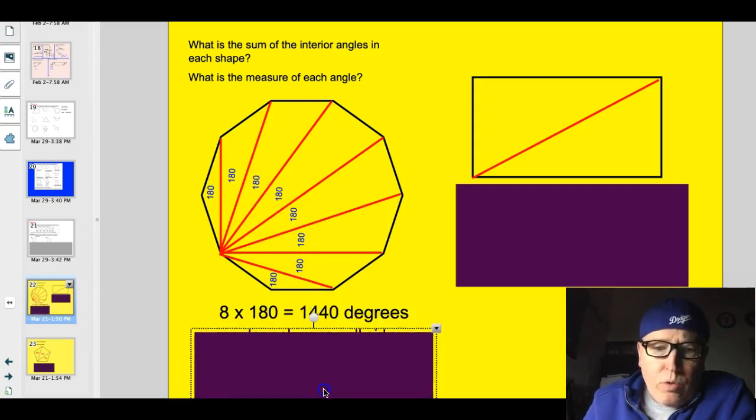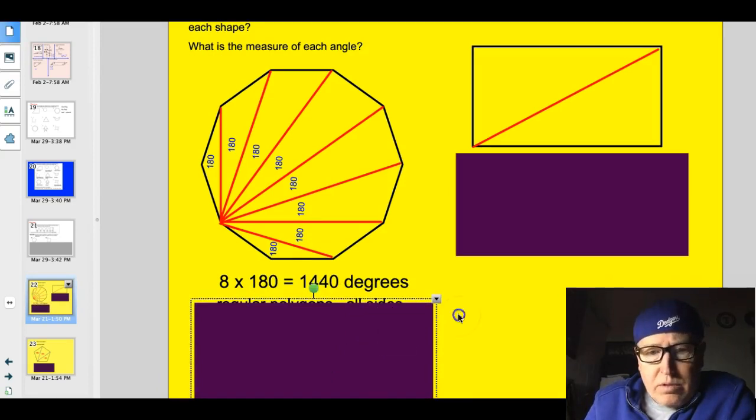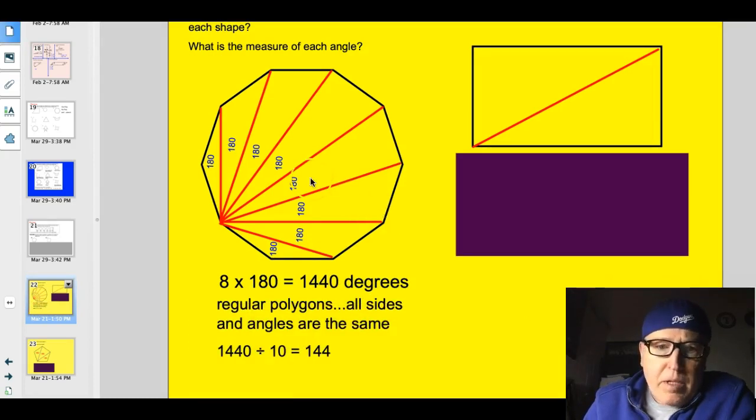you have a total of, let me just get rid of this guy. You have 1, 2, 3, 4, 5, 6, 7, 8. You have a total of 8 triangles. Each have 180 degrees, and this is 144 degrees. Now this is a regular polygon. All the sides and the angles are all the same. Therefore, we can figure out what every angle is too.